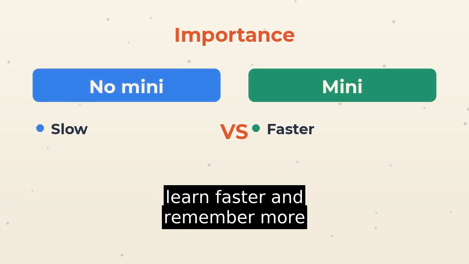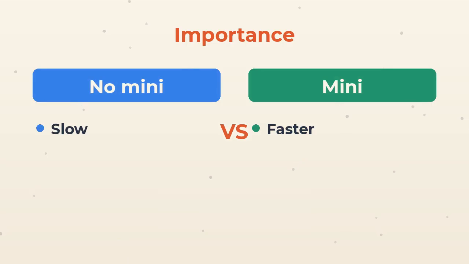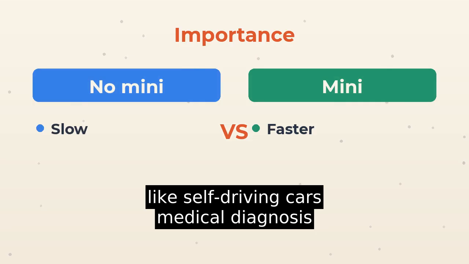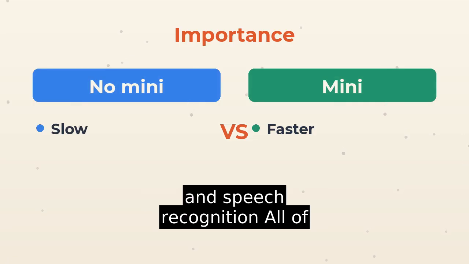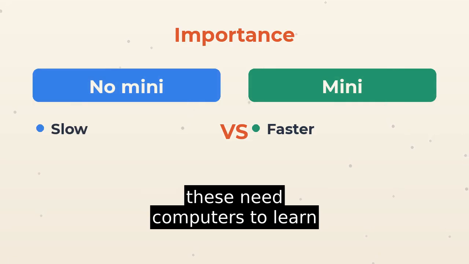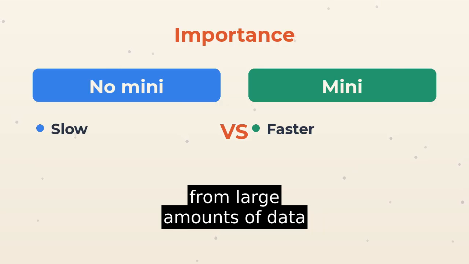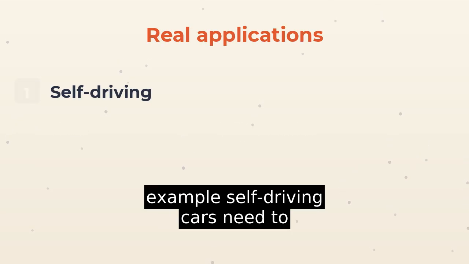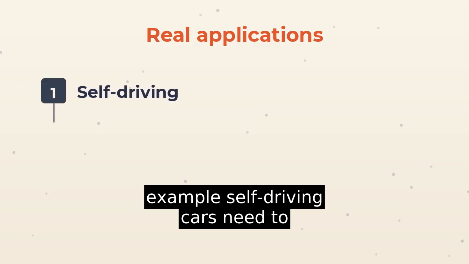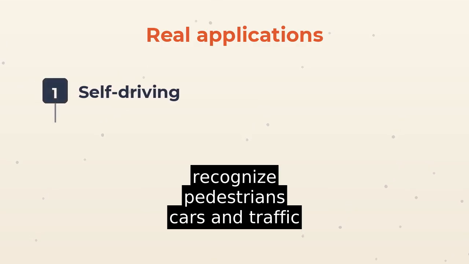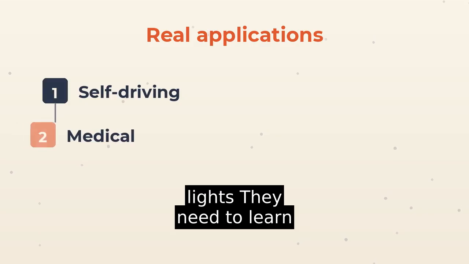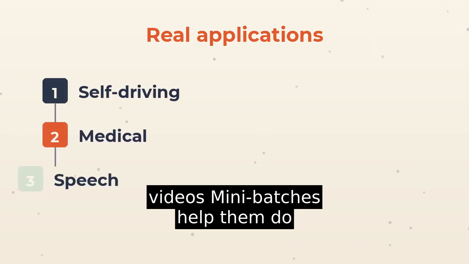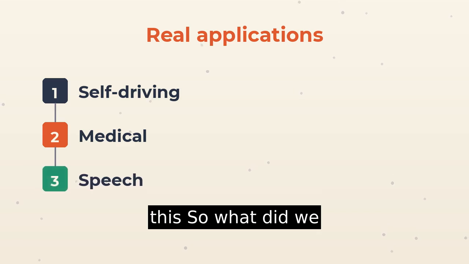They help computers learn faster and remember more. This is important for things like self-driving cars, medical diagnosis, and speech recognition. All of these need computers to learn from large amounts of data. Mini batches make it possible. For example, self-driving cars need to recognize pedestrians, cars, and traffic lights. They need to learn from thousands of pictures and videos. Mini batches help them do this.